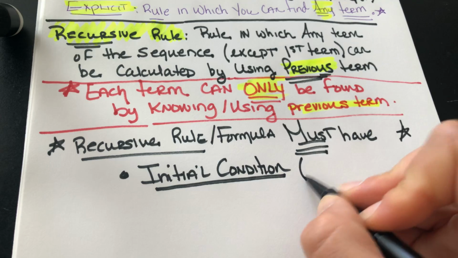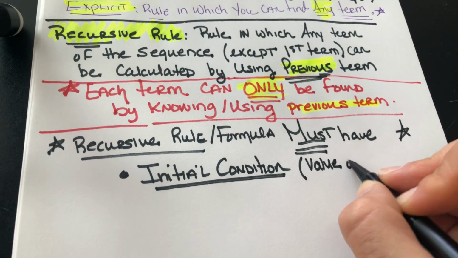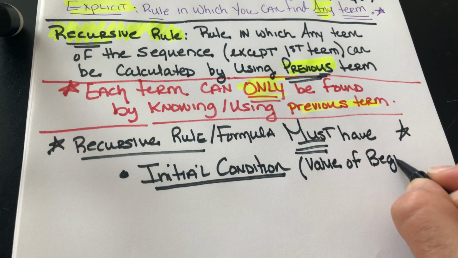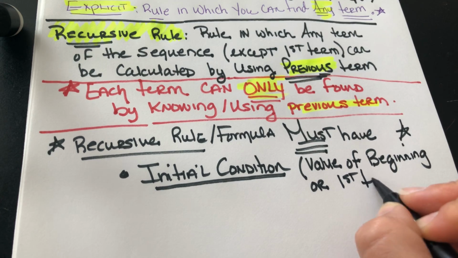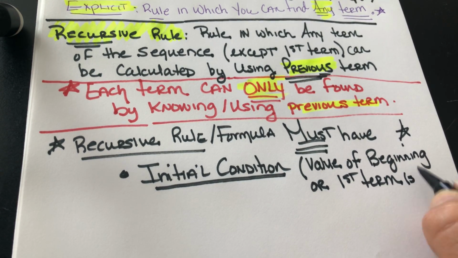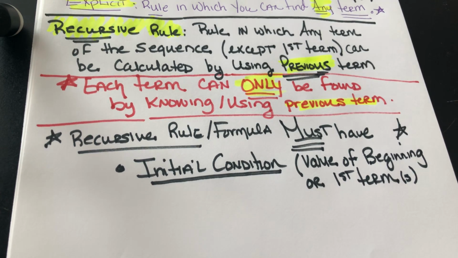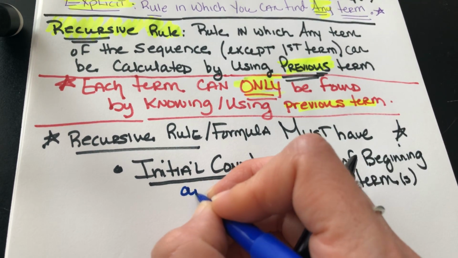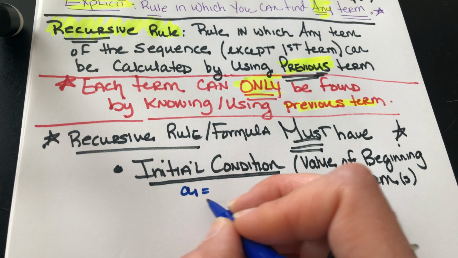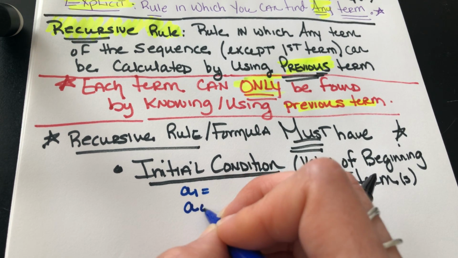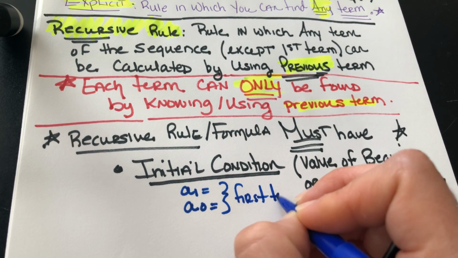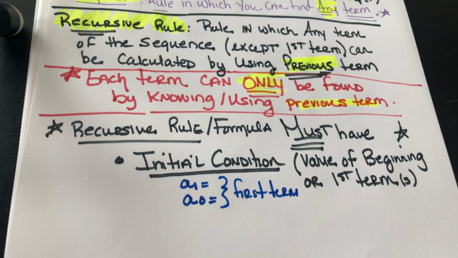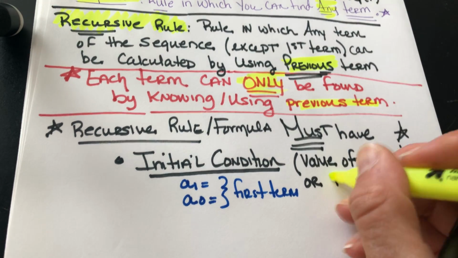What do I mean by that? It means, we'll say, the value of the beginning, and for us we could say the first term, or terms, and you're going to learn that. Meaning I must give you, for example, a sub 1 formula or term. Just understand I can also say a sub 0. That means the same thing. What this is just going to say is the first term. So please understand if I say a sub 0, it's the same thing as the first term. I have to give you, again, the first term.